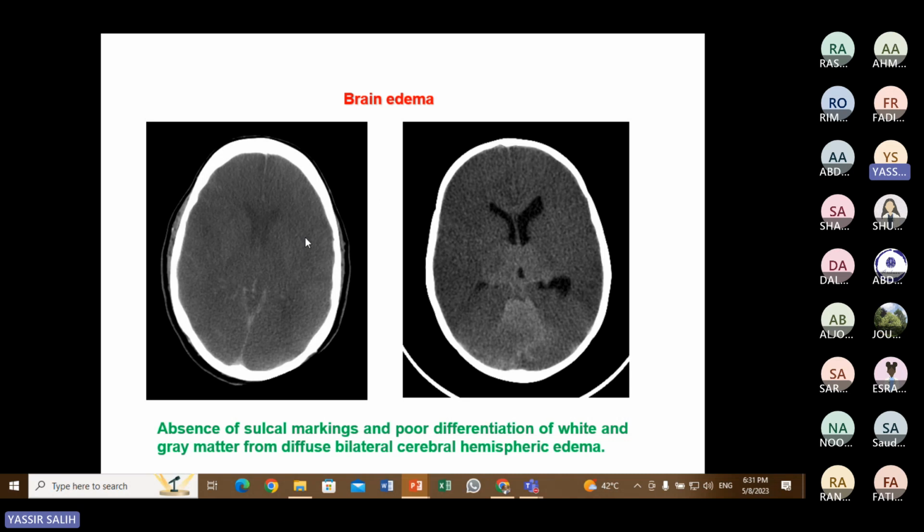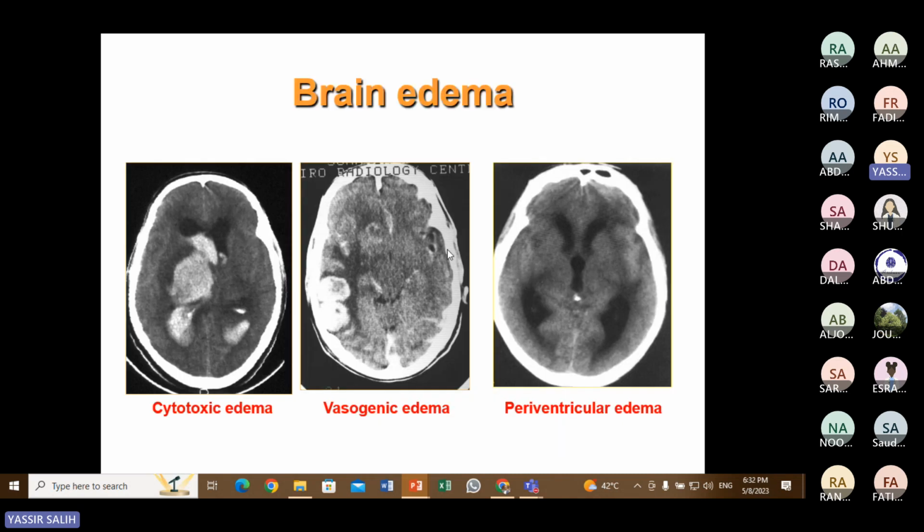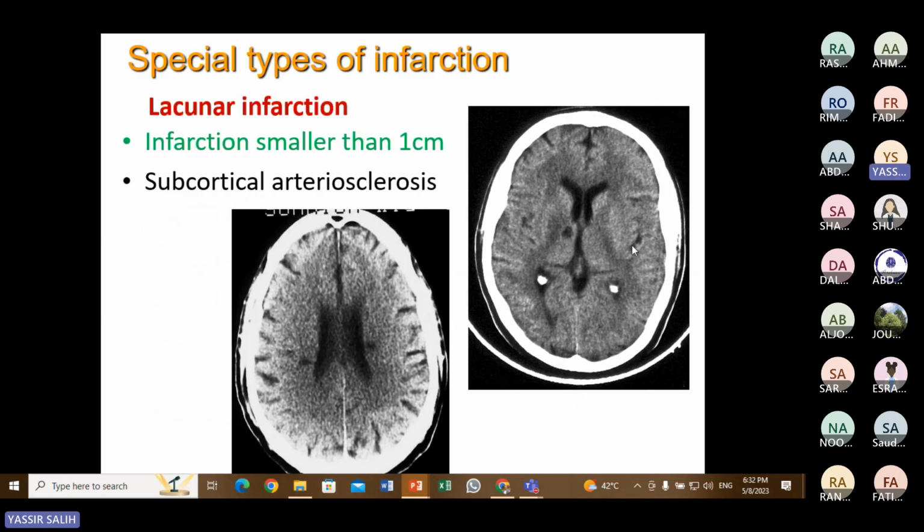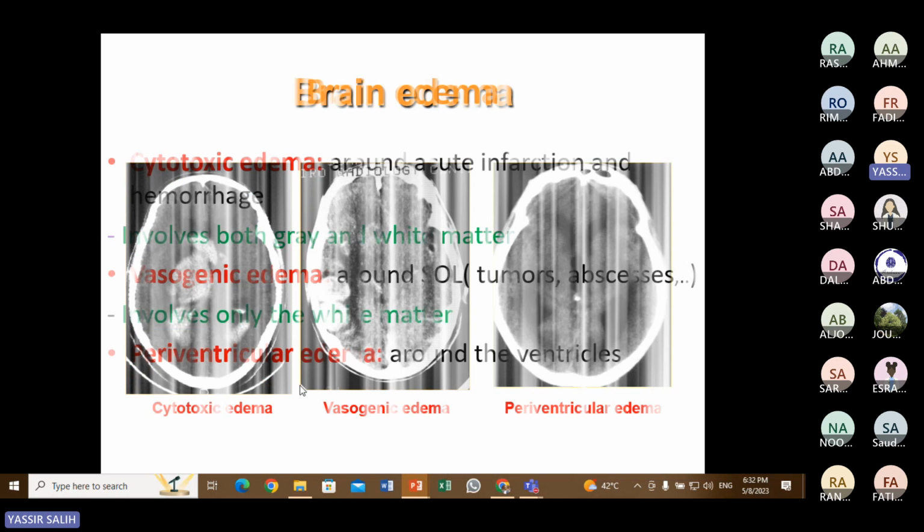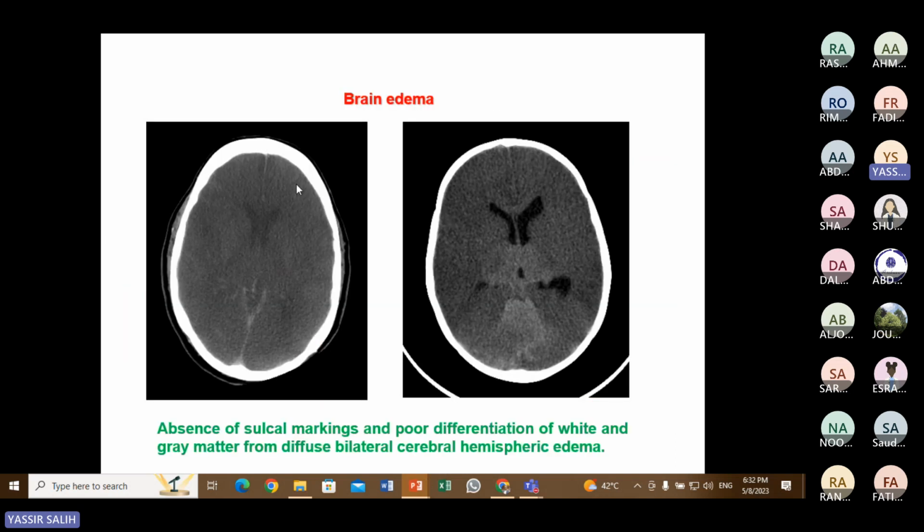So how does this brain edema present on CT? You can see there is absence of sulcal marking. What are the sulcal markings? We agreed that the sulci are the depressions containing CSF. All these black lines are sulci, hypodensities containing CSF. In brain edema there are no sulci here.